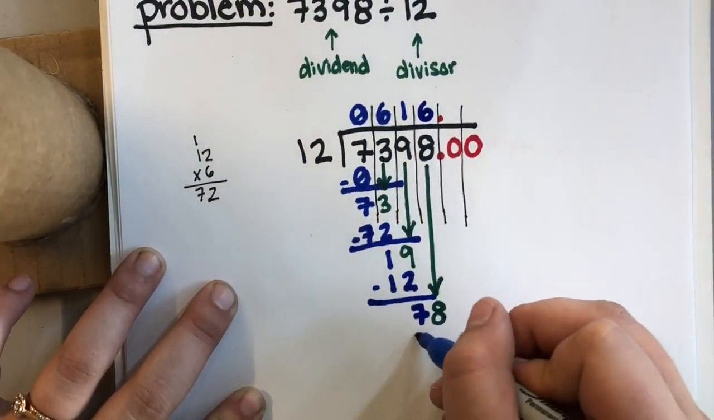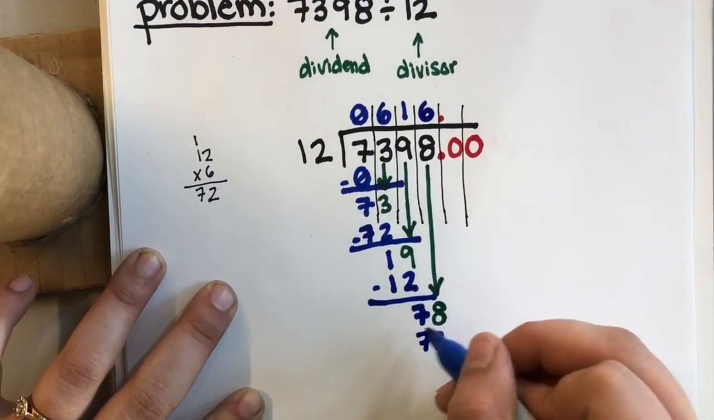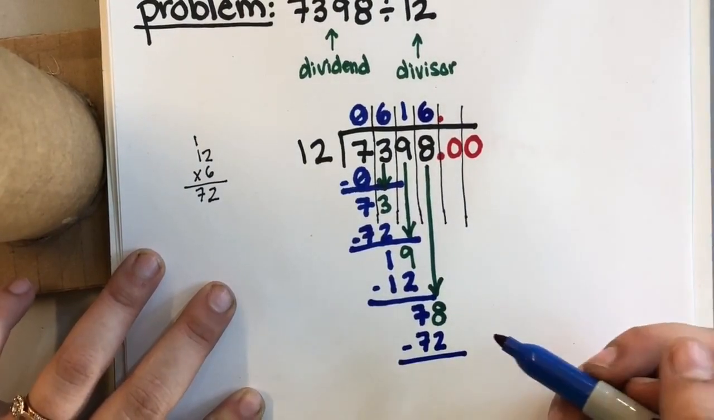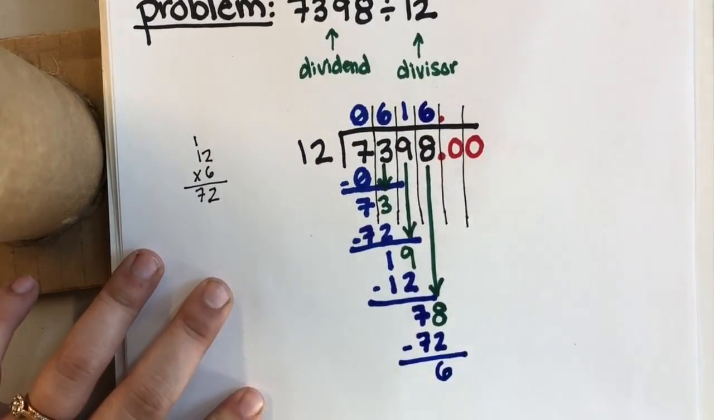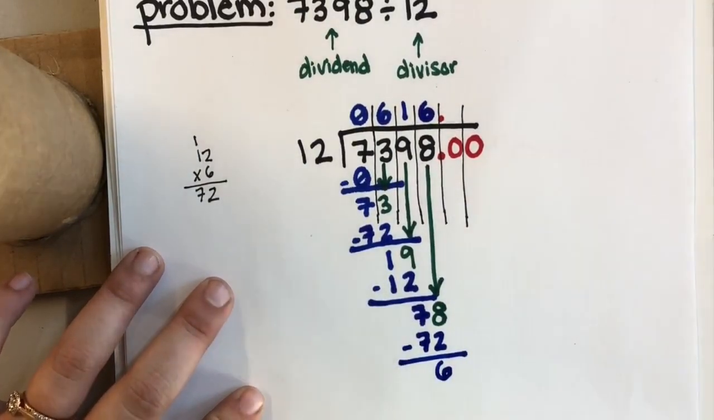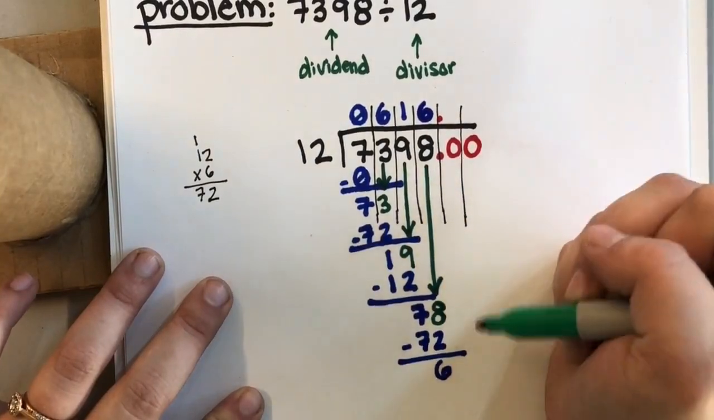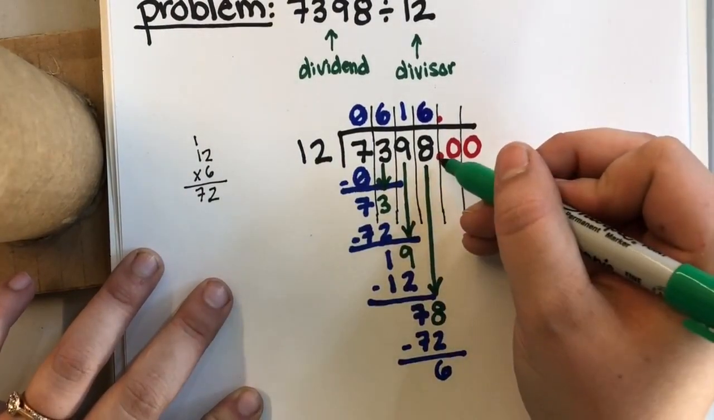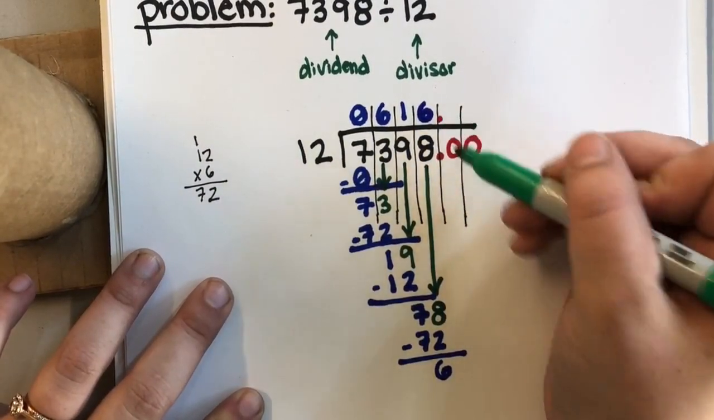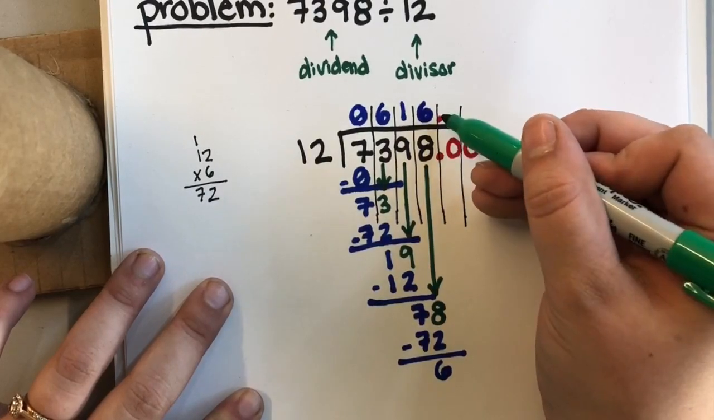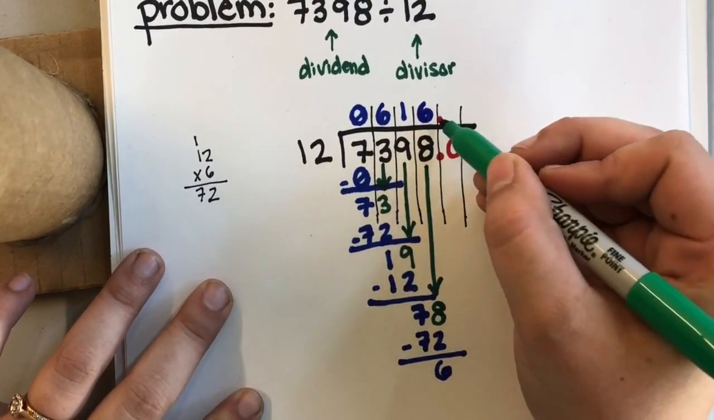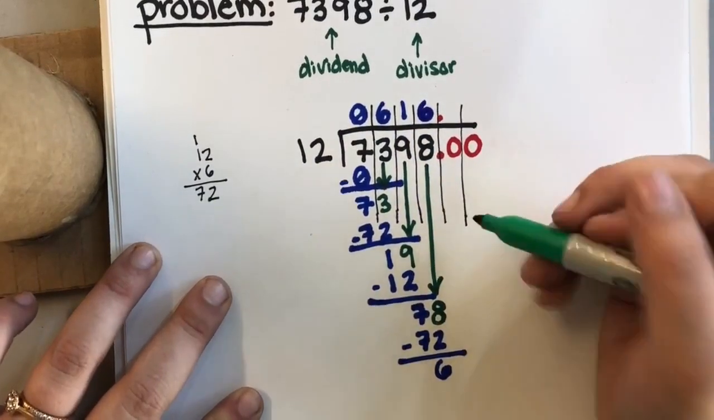12 times 6 is 72. I'm going to subtract. 78 minus 72 is 6. So this is where the decimal and the 2 zeros really come in handy. I already wrote them out. I already know where my decimal goes because I'm going to copy it from inside the house to on top of the house. I already have my decimal written, and I have another digit to bring down.